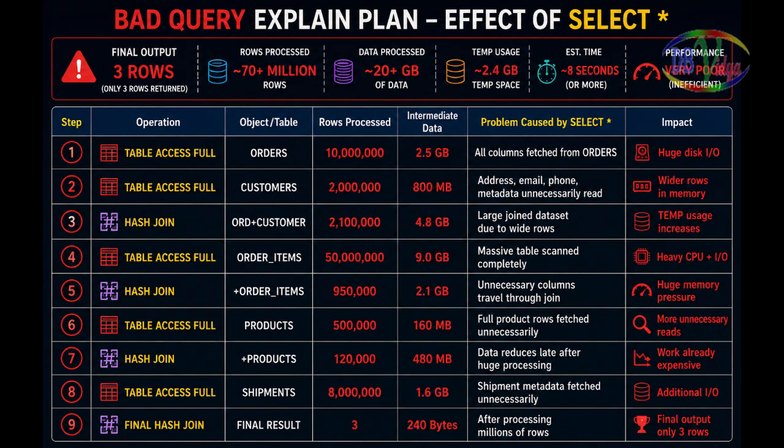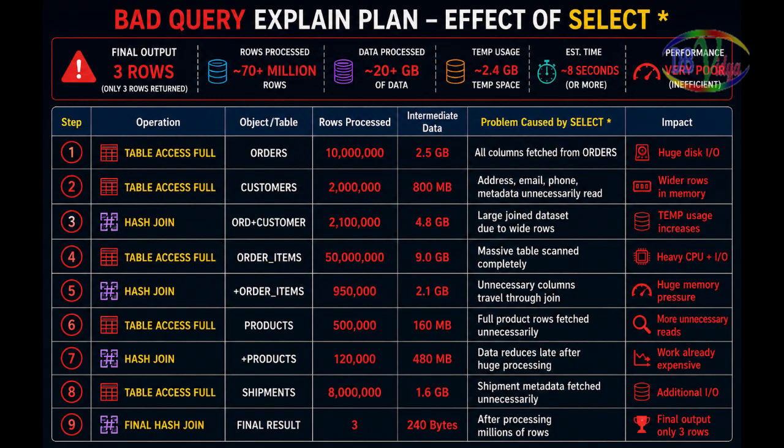If you see the step 1, it is doing a full table scan on orders table and retrieving 10 million records with a size of 2.5 GB data. That means it is fetching all the columns in the orders table, so the impact is huge disk IO. Coming to the second step, full table access on customers table and 2 million records, and it is retrieving address, email, phone, etc., which are not required for the select statement end result.